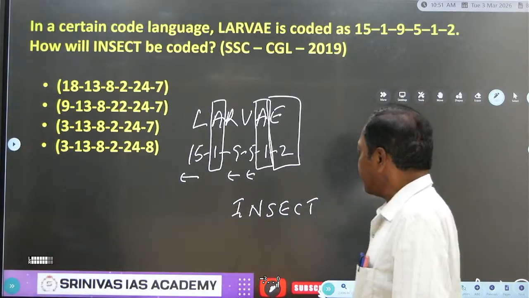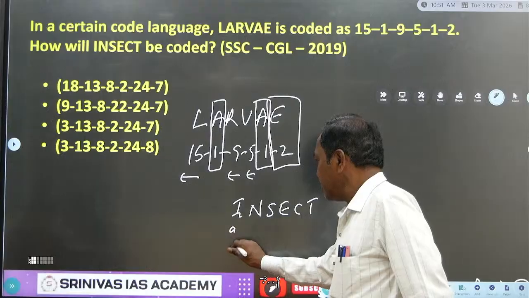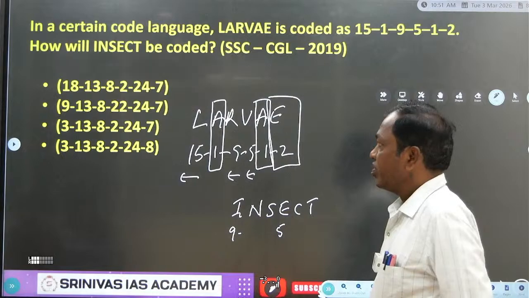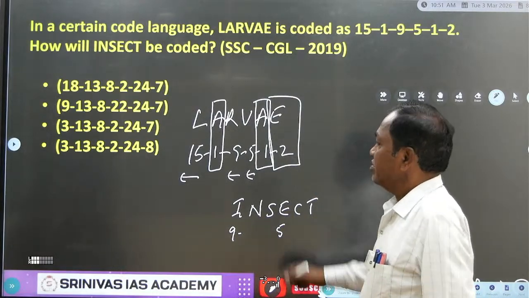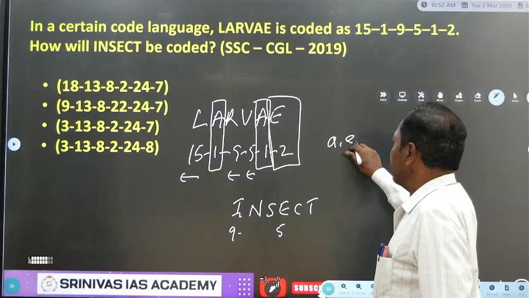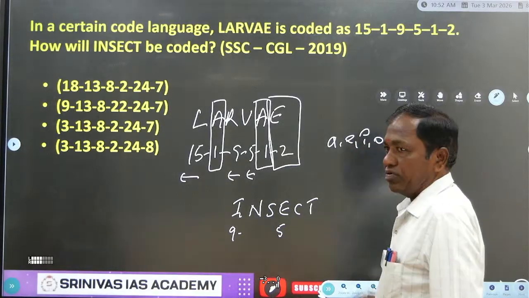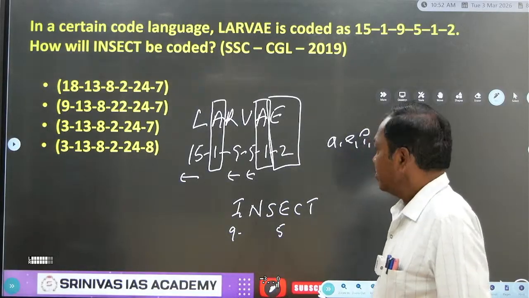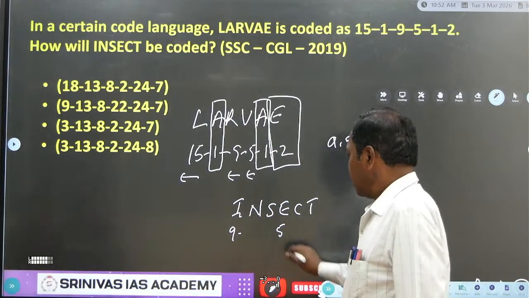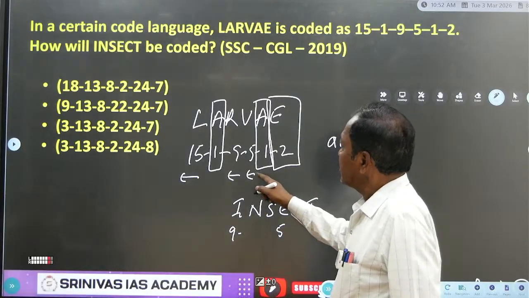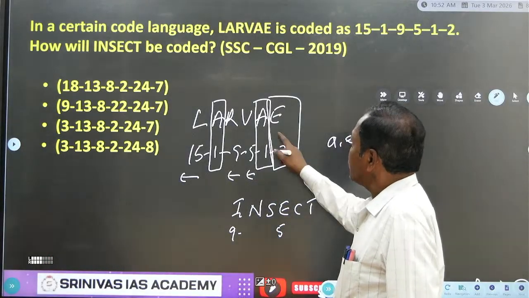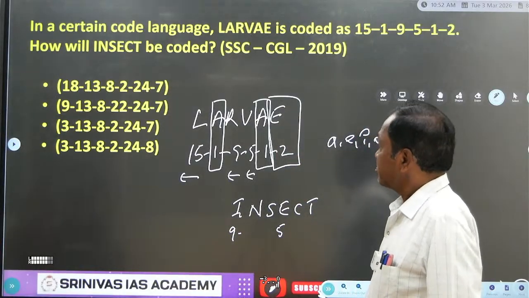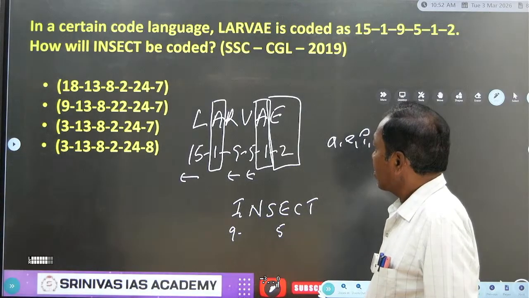Then now insect, I-N-S-E-C-T. First let us see the vowels. A-E-I-O-U. A is the first vowel, E is the second vowel. Then this one I. That is the thing. No, the position of the letter. Sir, I should be 3 only. I should be 3, E should be 2.